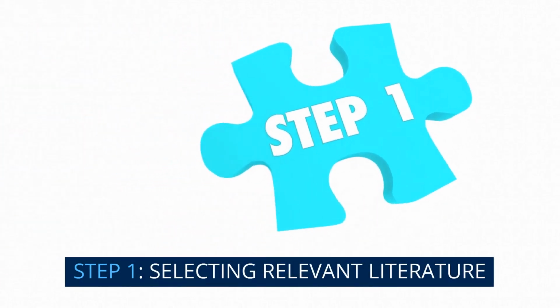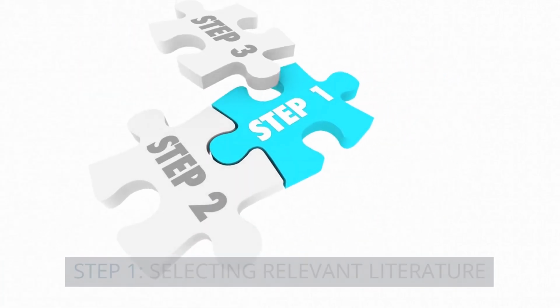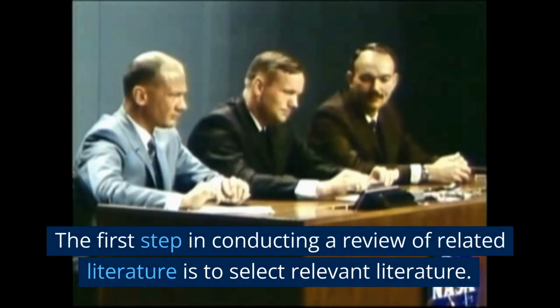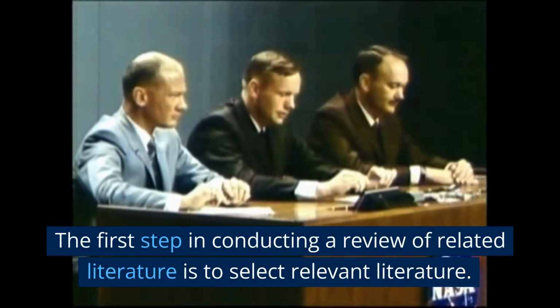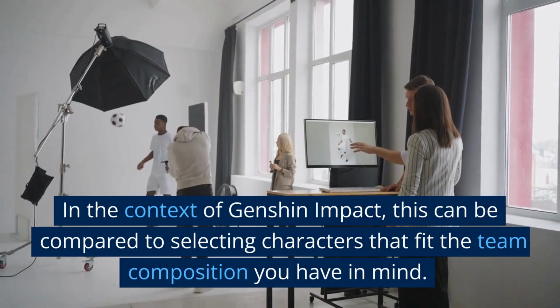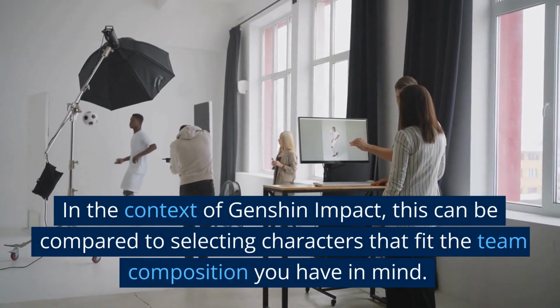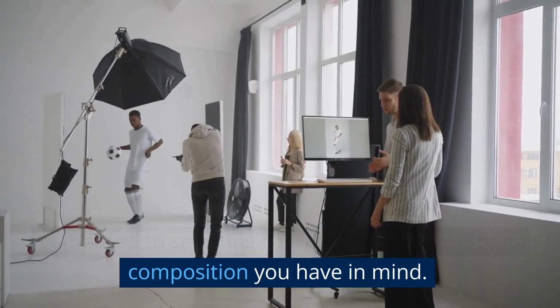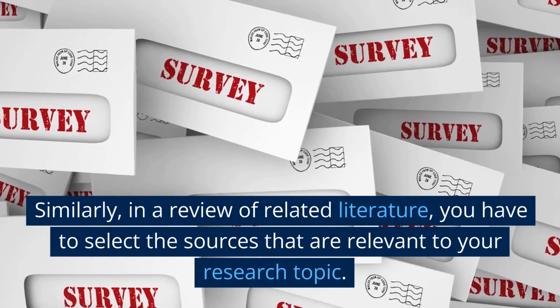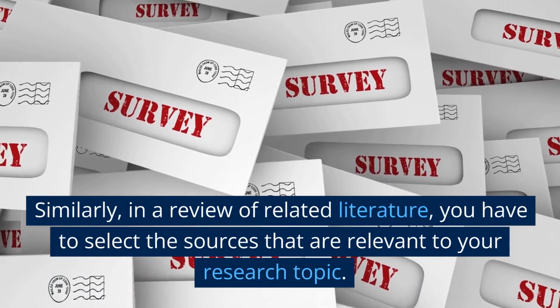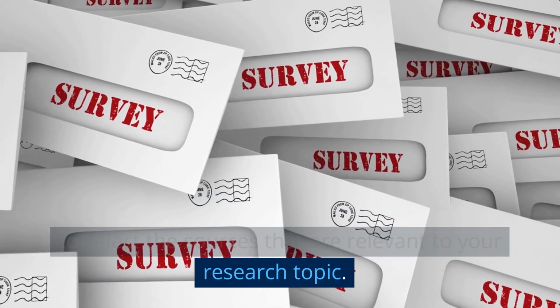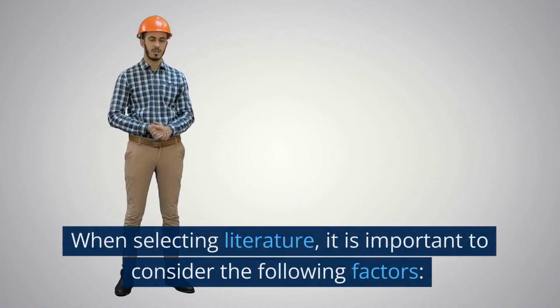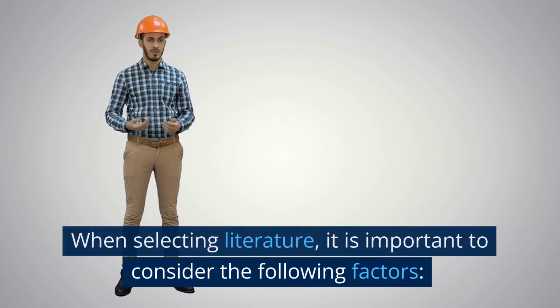Step 1. Selecting relevant literature. The first step in conducting a review of related literature is to select relevant literature. In the context of Genshin Impact, this can be compared to selecting characters that fit the team composition you have in mind. Similarly, in a review of related literature, you have to select the sources that are relevant to your research topic. When selecting literature, it is important to consider the following factors.